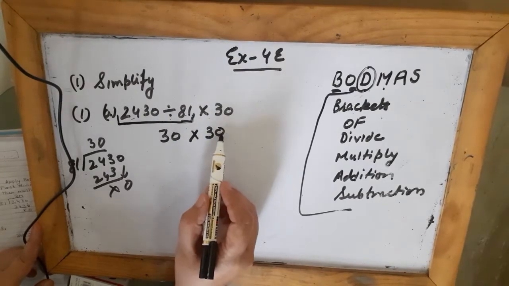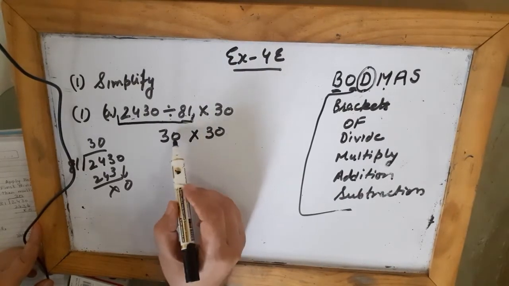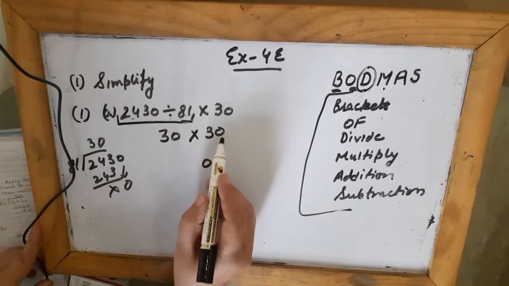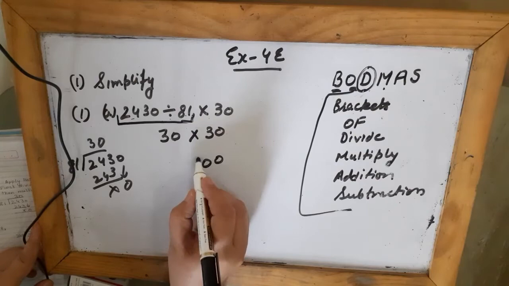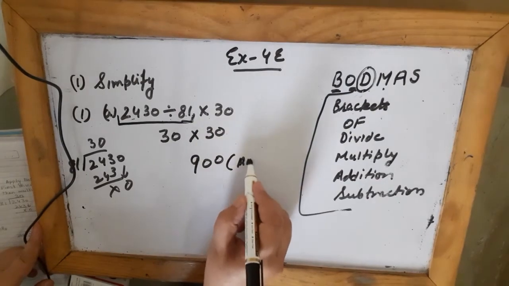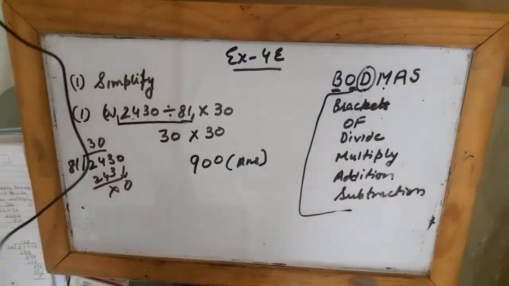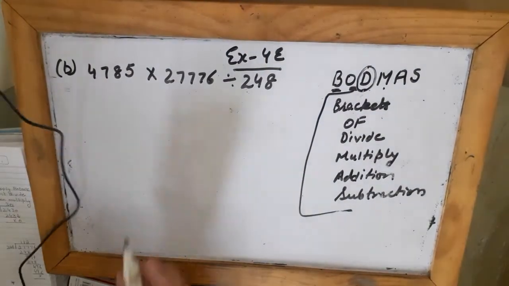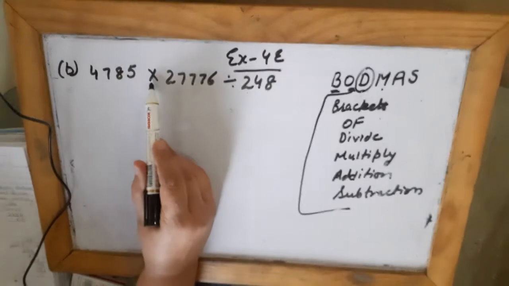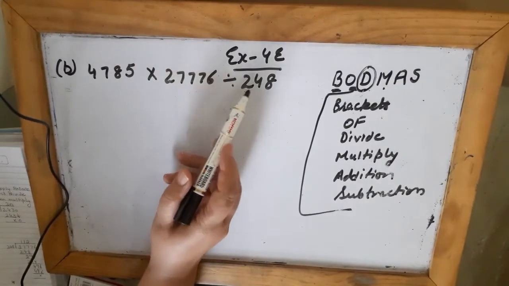Now when you multiply, what happens? The last ones, zeros, you get in the answer. So there are two zeros, so 2 zeros in the answer and 3 threes are 9. So what is your answer? 900. In the B part again, you have to multiply these two numbers, this multiply by this, divide by this.